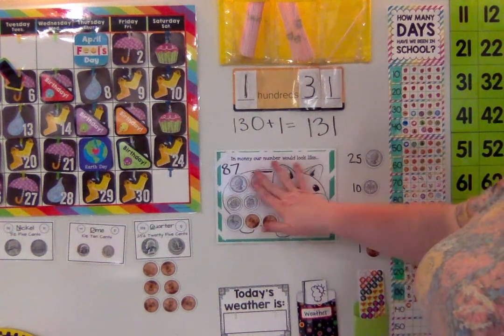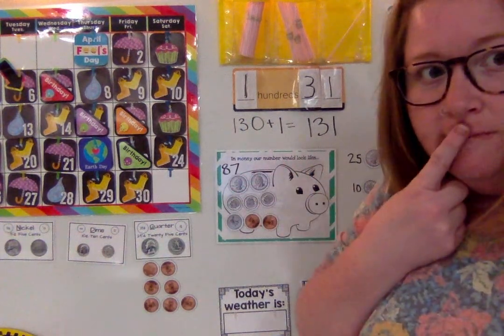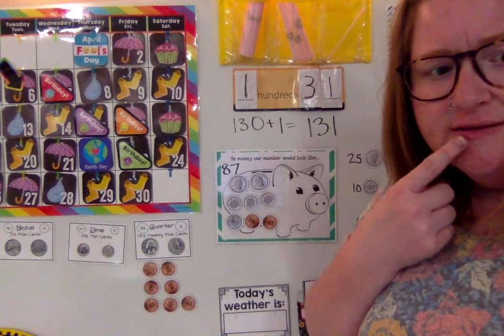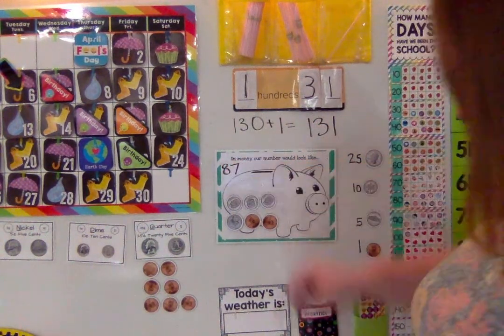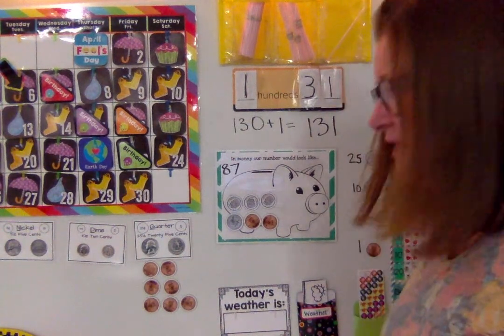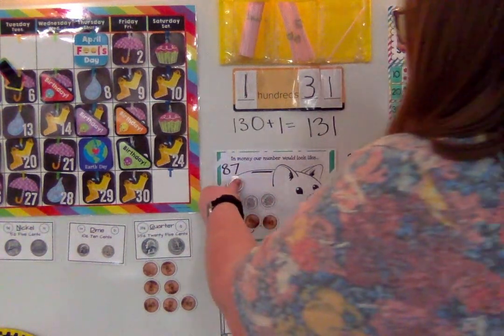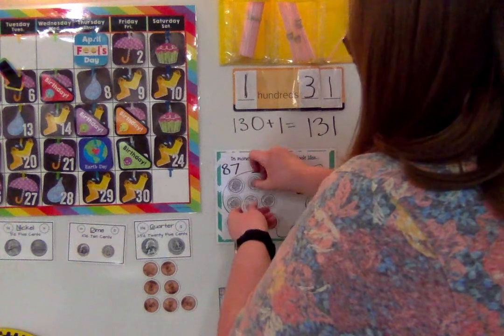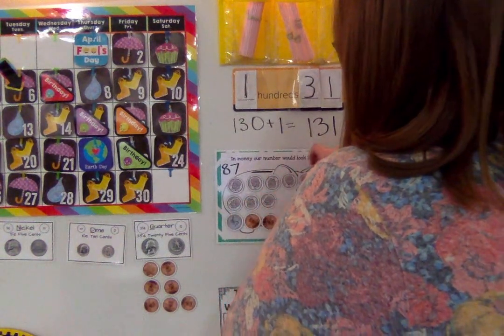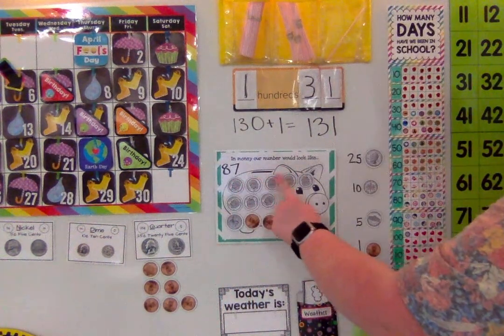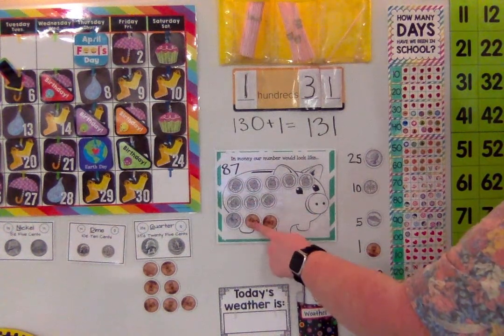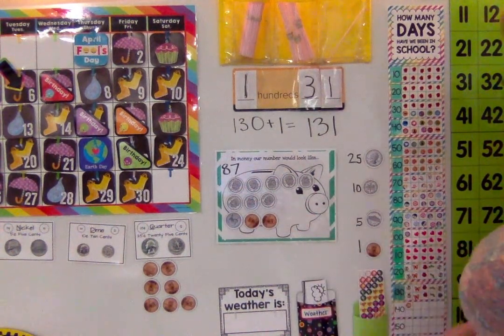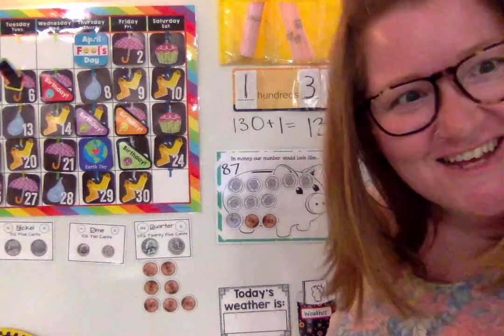Or could I trade these 2 quarters for what? 50 cents would be the same as 5 dimes. Okay, let's see if that works. So we should have a total of 8 dimes after that, right? If I add 5 more, 1, 2, 3, 4, 5, 10, 20, 30, 40, 50, 60, 70, 80, 85, 86, 87. Nice job. We did 3 ways to make 87.